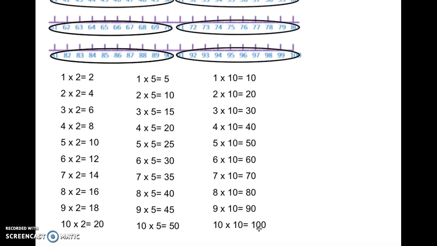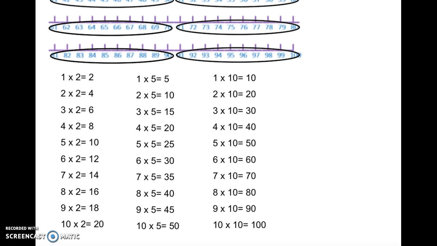Let's look at it compared to the 5s. See if you can see any, look at the products of the numbers. See if you see any patterns there. Anyone see one? Yeah, if you said that 5 times 2 equals 10, right? 10 times 2 equals 20. It's literally doubled, right? Which makes sense because these are 5s and these are 10s. So 10s are double what the 5s are, right? They double.